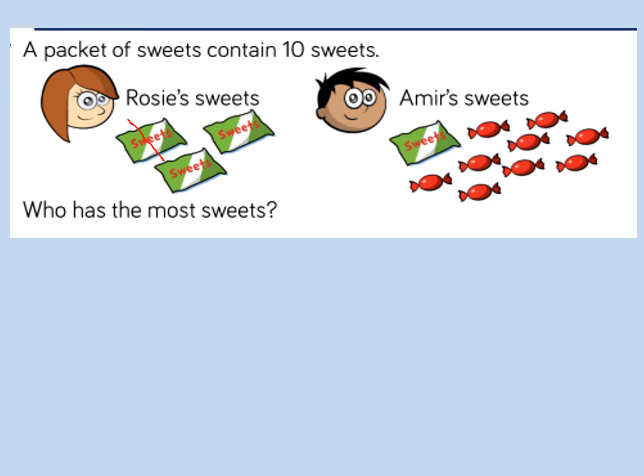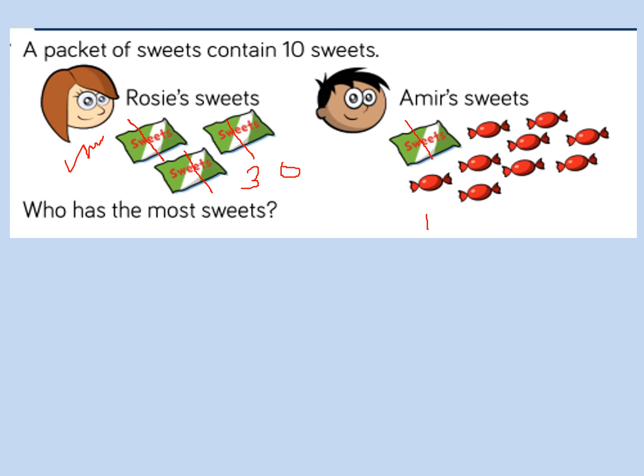10, 20, 30. 3 tens, 30. We can see that there's only 1 ten here, so almost instantly we know that this little girl has more sweets. Rosie has more sweets because there's only 10 sweets here.